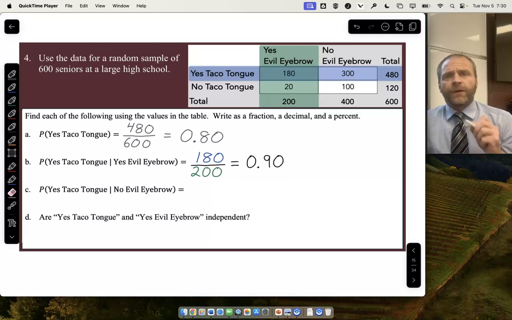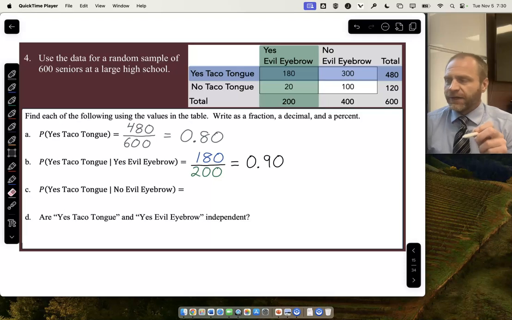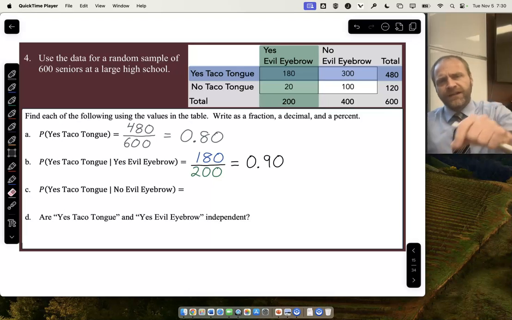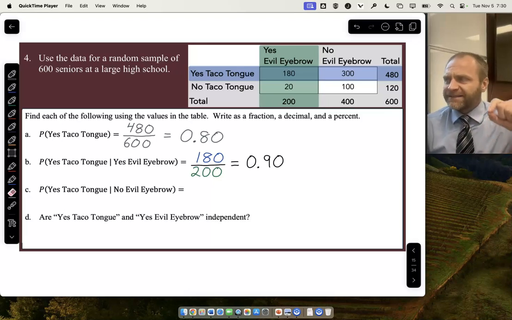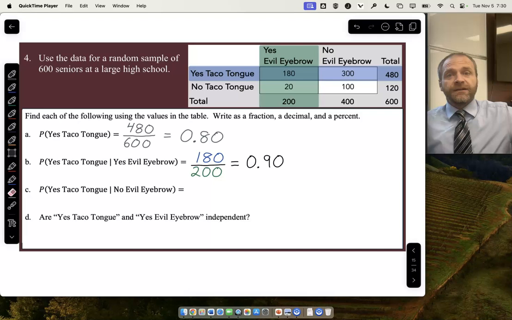0.90. So right away I can see something. Their ability to evil eyebrow impacted their ability to be able to yes, taco tongue. Their probability was impacted in this case. Better word than ability, their probability was changed. Yes, taco tongue was 0.80, but as soon as I put a condition in play of yes, evil eyebrow, it changed the probability of them to be able to taco tongue.